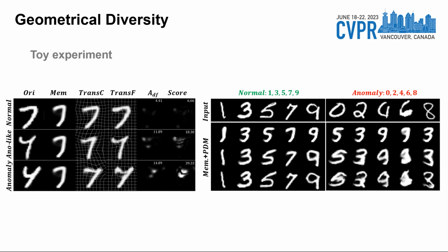Here we have two toy experiments on MNIST to illustrate our work qualitatively. The cross-to-fine deformation fields are shown as trans C and trans F on the left, and the middle lines on the right. The measurement of the geometrical diversity is shown as ADF, and the final anomaly map is marked as score.